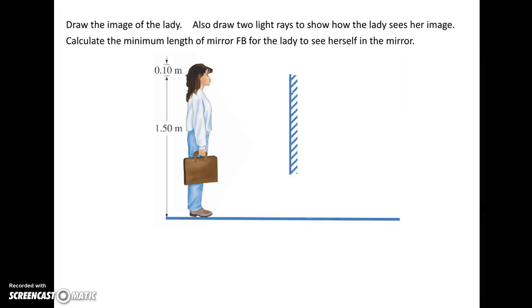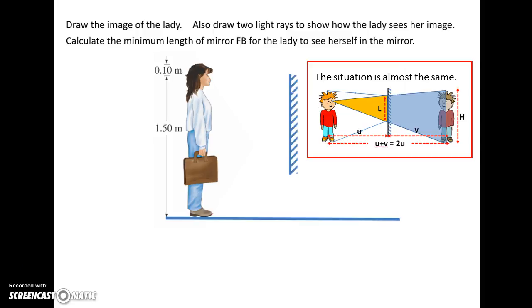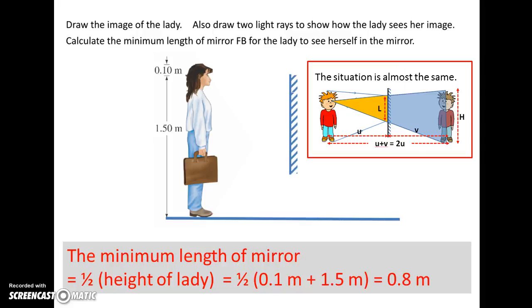So what is the minimum length of mirror for this lady to see the whole image of herself? This is almost the same situation as in the last question. So the answer would be half of the height of the lady.